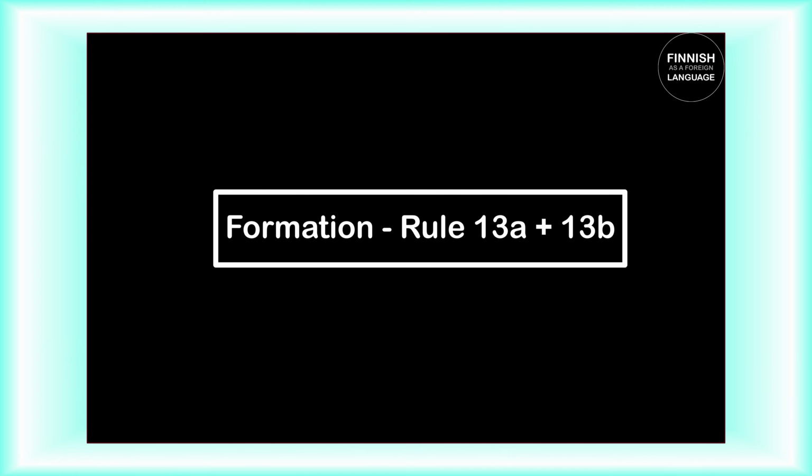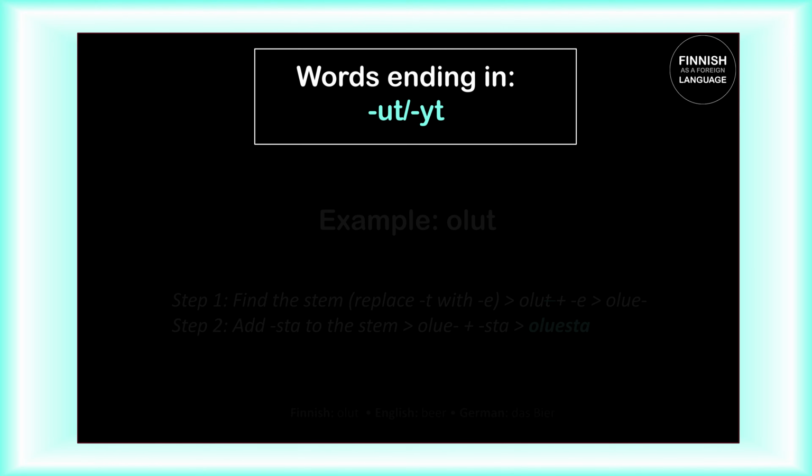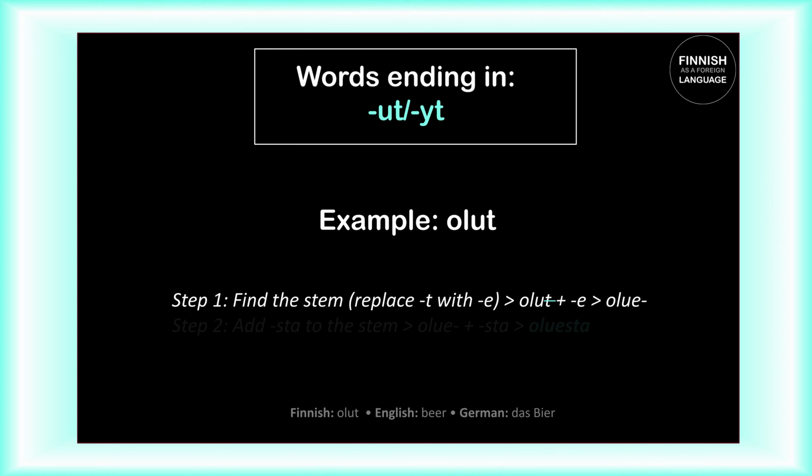Now we carry on with rule number 13, words ending in ut or ut. For example, olut means beer. In the first step, again, we have to find the stem, which means we have to replace t with e. So olut changes to olue. Then in the second step, we have to add sta to the stem, which means we have olue plus sta, and we get oluesta. Oluesta, which is the elative case of olut.